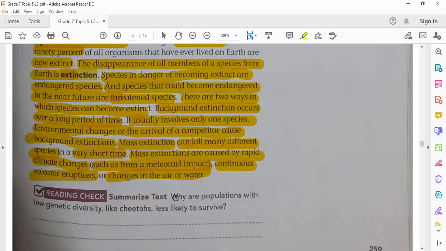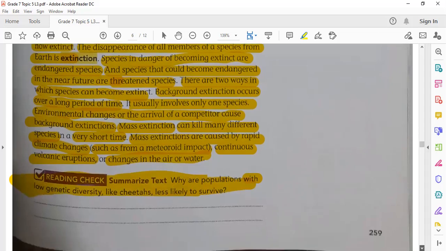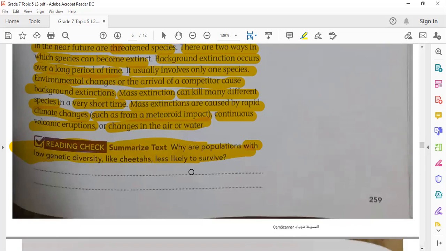Please solve this homework for me and send it to me after this class. Okay? Why are populations with low genetic diversity, like cheetahs, less likely to survive? Please try to answer this question.